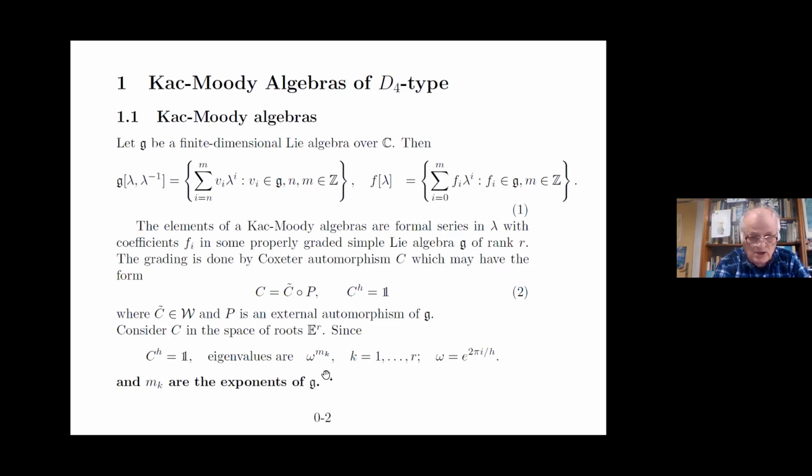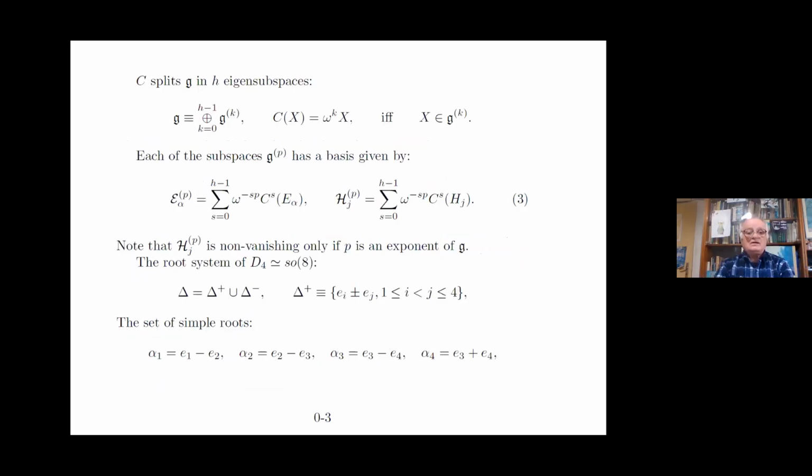So if we consider the action of C in the space of roots of the simple Lie algebra, then of course it again will satisfy C to power H equal to 1, and the eigenvalues are determined by the numbers Mk, and these numbers are called the exponents of the Lie algebra. So using this finite order automorphism, we split the Lie algebra into a direct sum of subspaces, which is called grading. And now each subspace GK contains elements X such that when the Coxeter automorphism acts on them, they get multiplied by omega to power K.